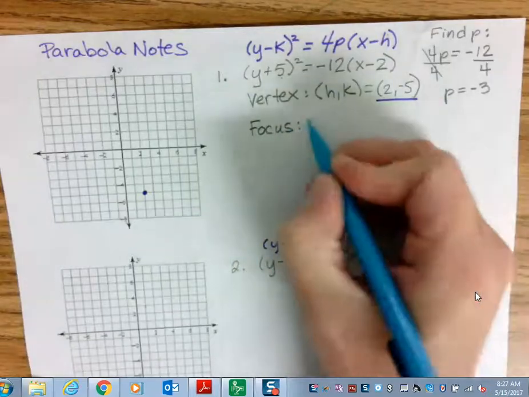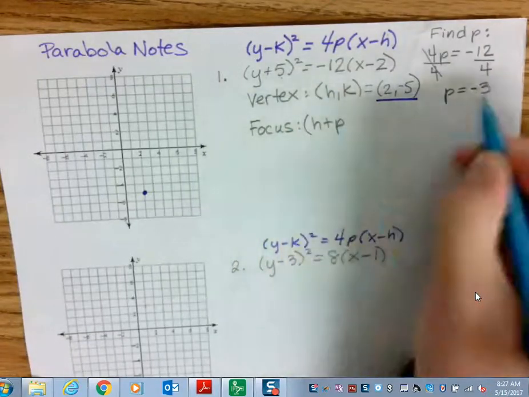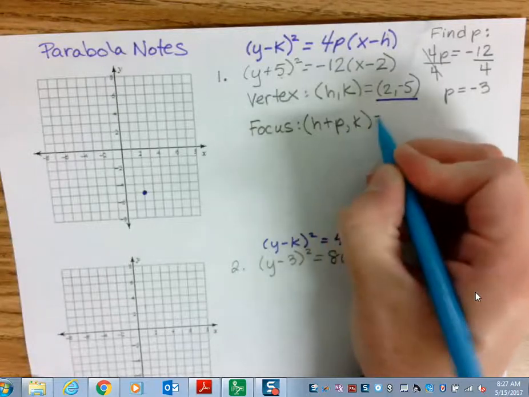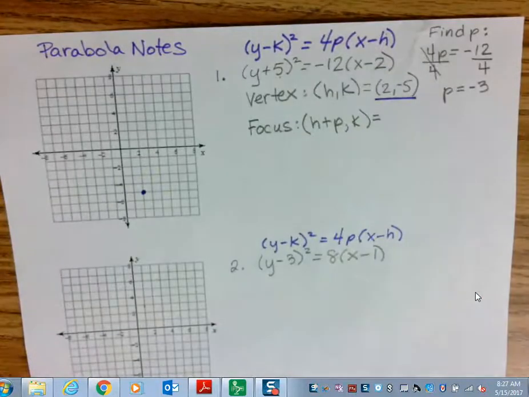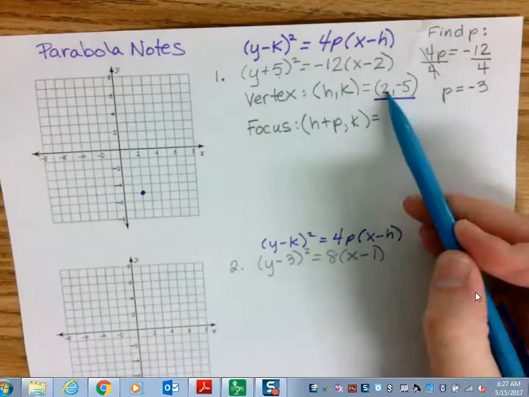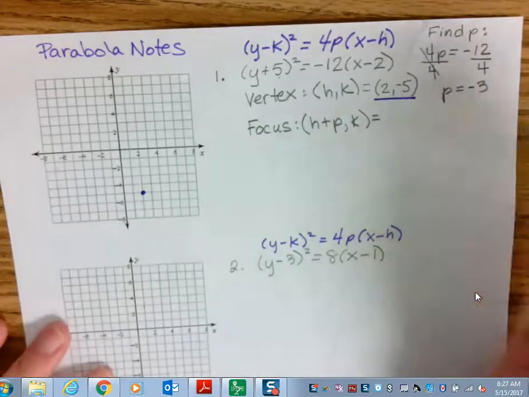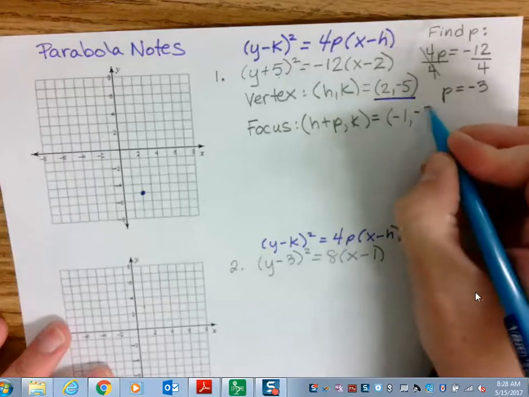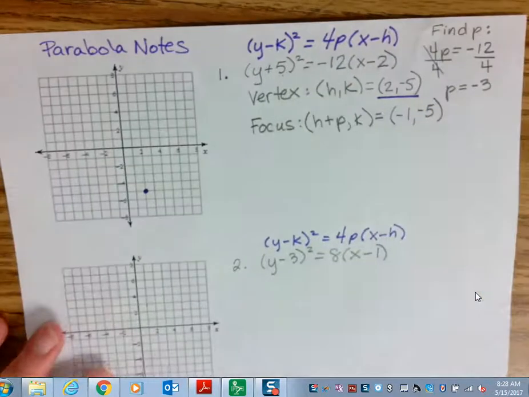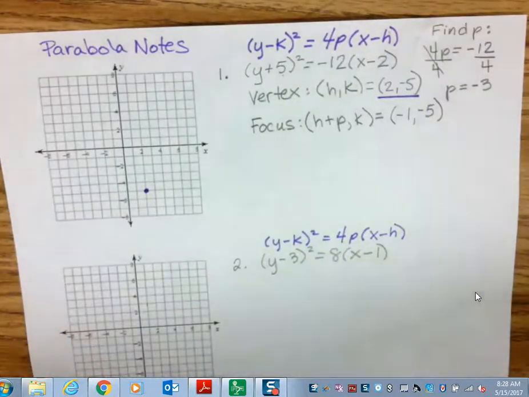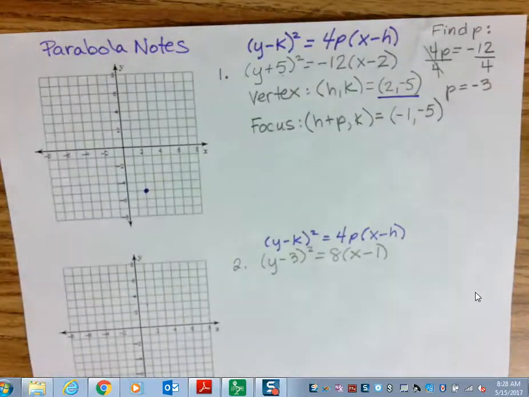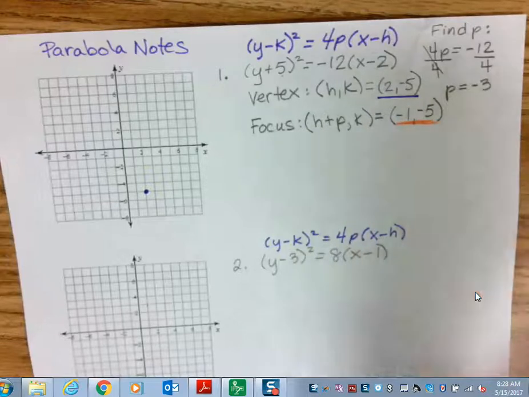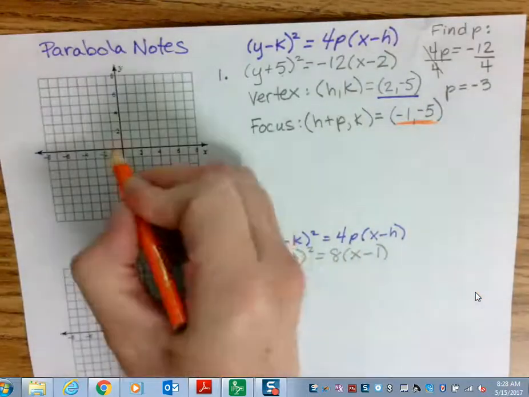Okay, so the focus, you take the h and you add p to it. Remember, we found that p earlier. And then the y-coordinate is still going to be k. So my h is 2 and my p is negative 3, so if you add those you get negative 1. And then you keep the same k, which is negative 5. Okay, and I'm going to graph that point. It's going to help us. The focus and a line called the directrix together, that's going to help us find more points. So I'm going to use orange here. And I have negative 1, negative 5.